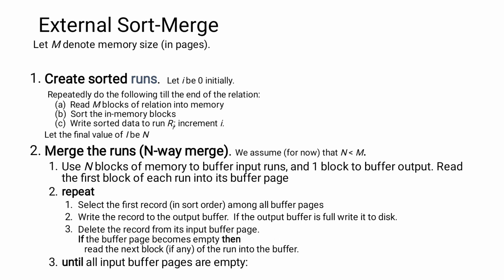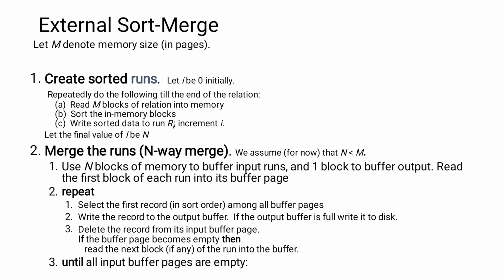And repeat the steps. That is, select the first record among all buffer pages and write the record to the output buffer. If the output buffer is full, write it to disk. Delete the record from its input buffer page. If the buffer page becomes empty, then read the next block of the run into the buffer, until all input buffer pages are empty.